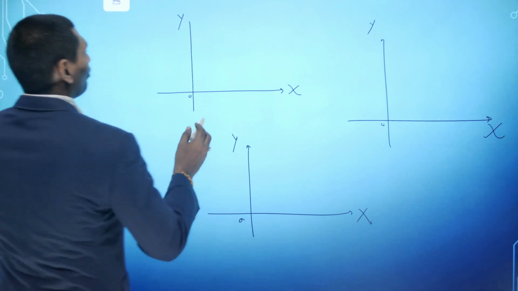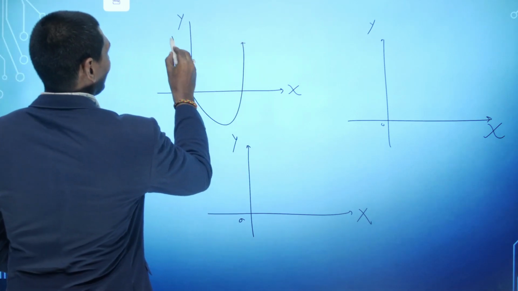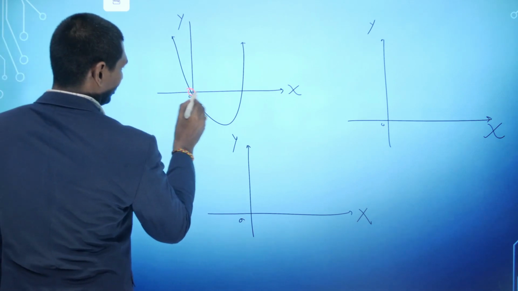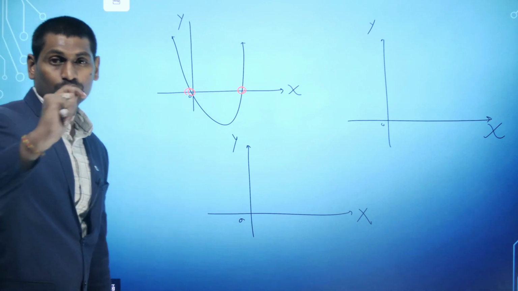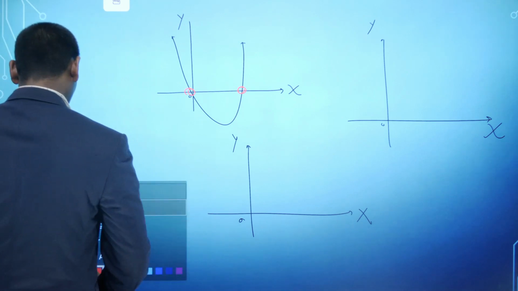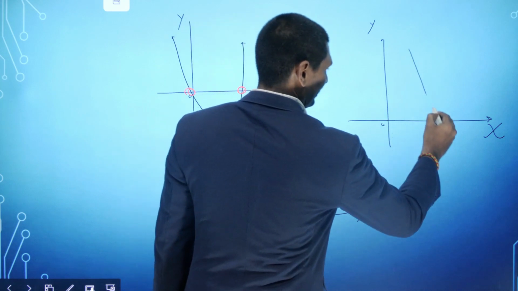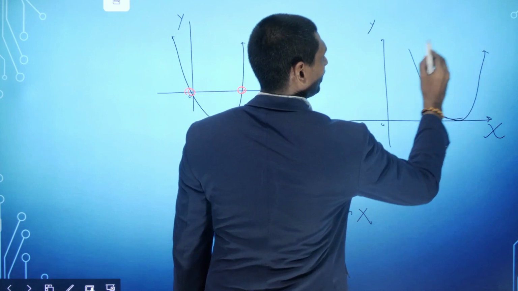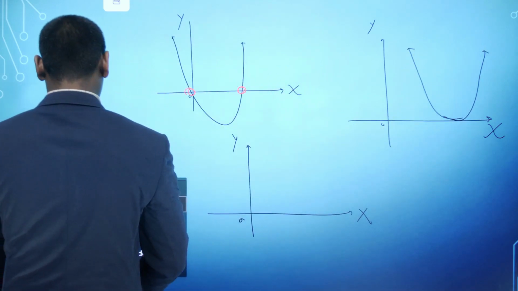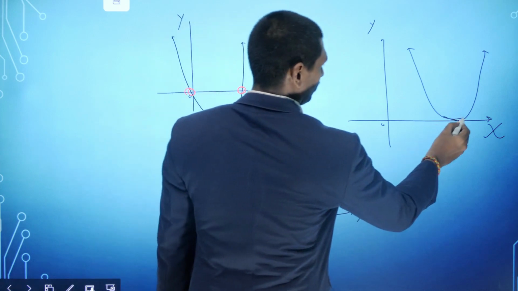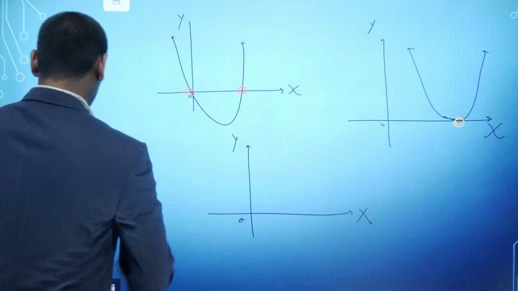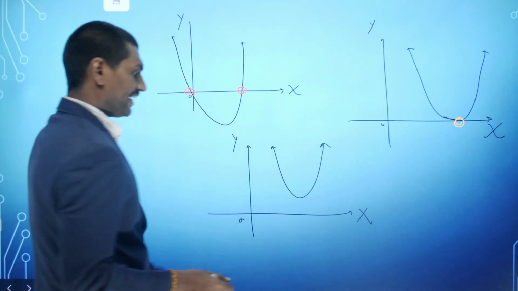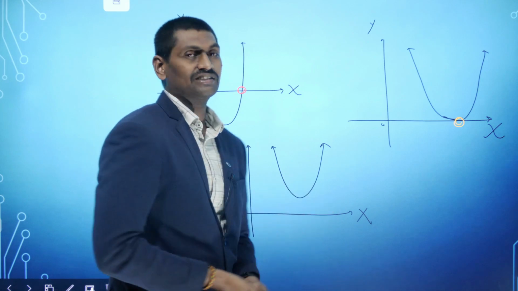That means the parabola can intersect the x-axis at two different points. This is one situation. The parabola intersects the x-axis at only one point. Okay, only one point. And in this one, it may not be intersected. There is no intersection point between the parabola and the x-axis.